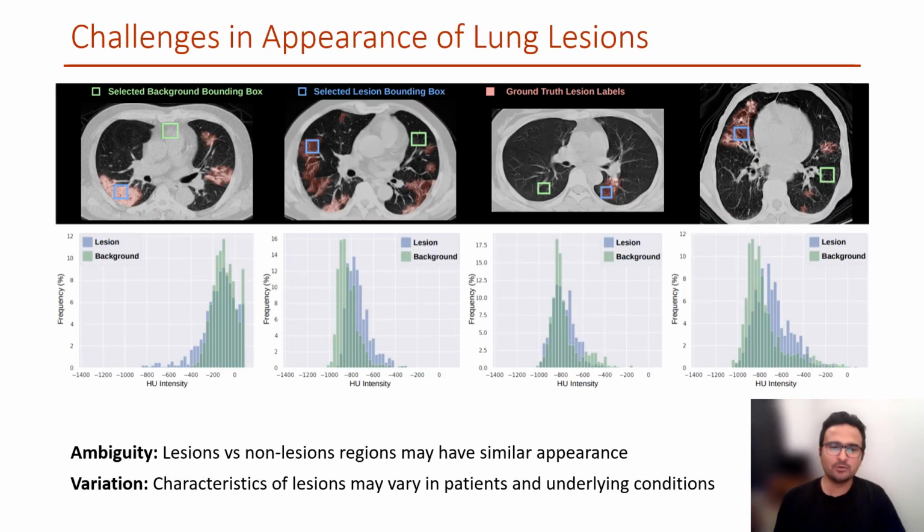Lung lesions in CT volume suffer from appearance ambiguity, where some of the lesions may appear similar to non-lesion regions. In addition, characteristics of lesions may vary between patients and depending on the underlying condition.